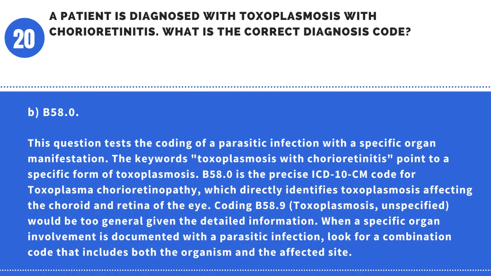B58-0. This question tests the coding of a parasitic infection with a specific organ manifestation. The keywords toxoplasmosis with chorioretinitis point to a specific form of toxoplasmosis. B58-0 is the precise ICD-10-CM code for toxoplasma chorioretinopathy, which directly identifies toxoplasmosis affecting the choroid and retina of the eye. Coding B58-9, toxoplasmosis unspecified, would be too general given the detailed information. When a specific organ involvement is documented with a parasitic infection, look for a combination code that includes both the organism and the affected site.